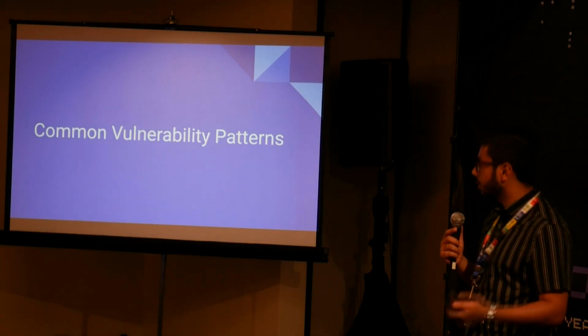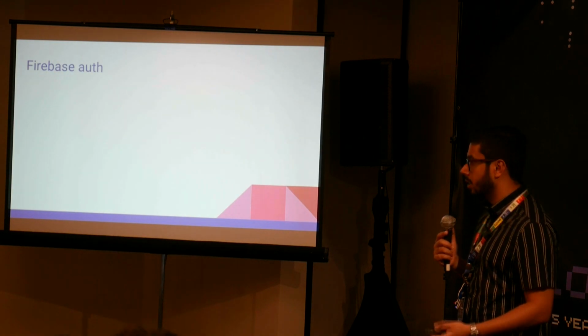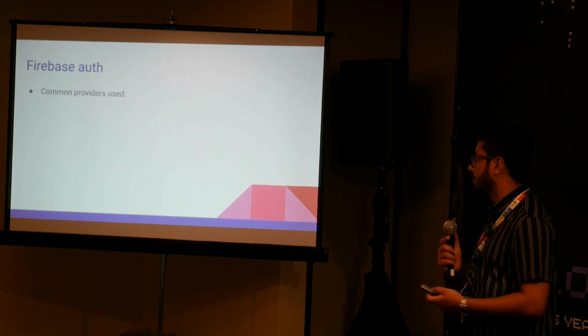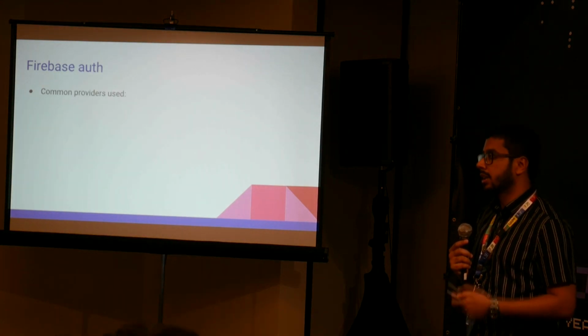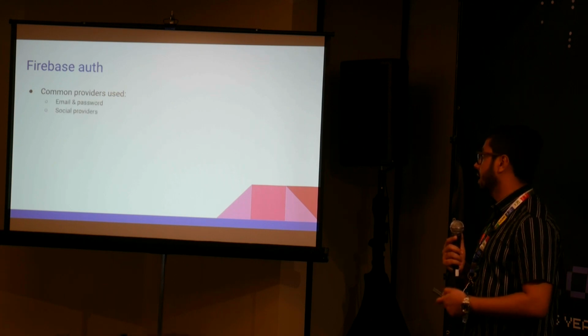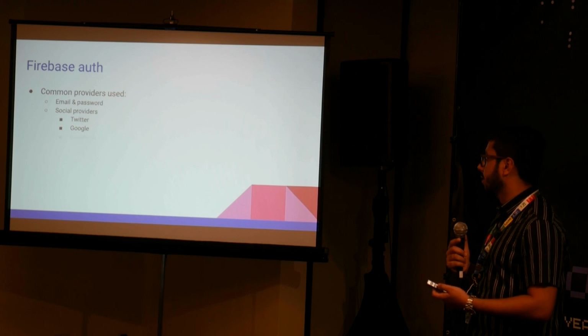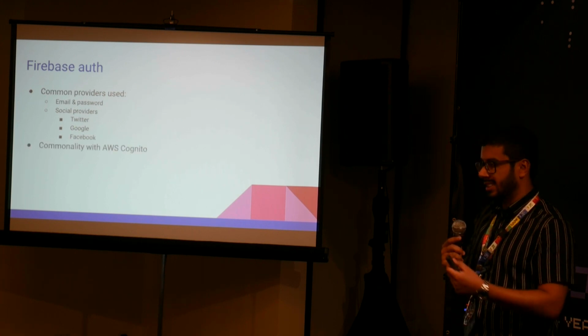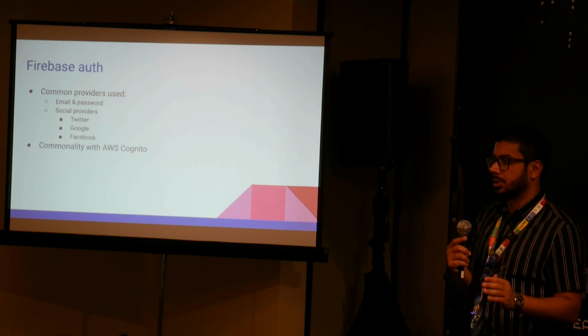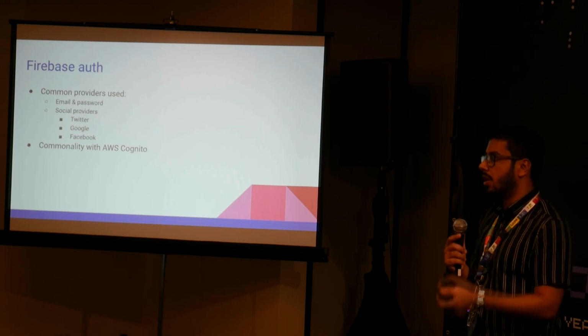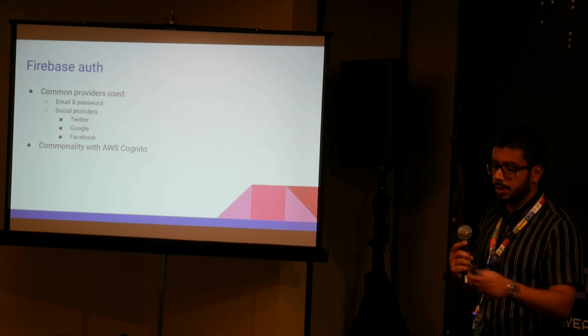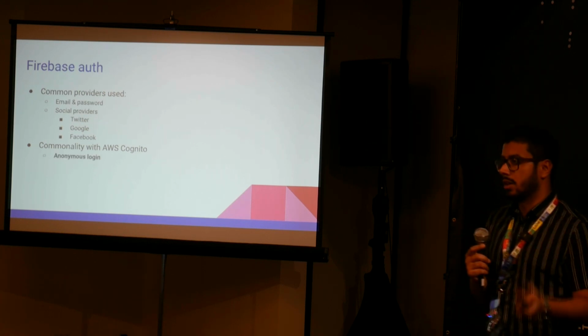To start with, the first one that we're going to look at is Firebase Auth, which, as I mentioned, has a lot of different login providers. You have your email and password, and you have your social providers, which would be things like Google, Twitter, and Facebook. It's similar, as I mentioned before, to AWS Cognito. And one of the key features on there that also parallels AWS is being able to log in anonymously.